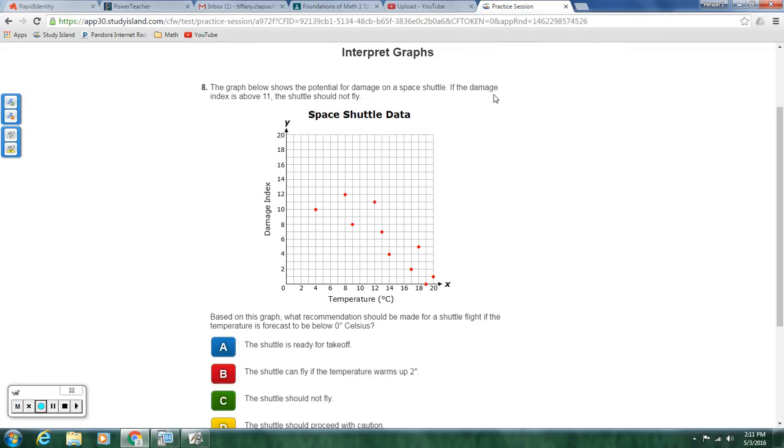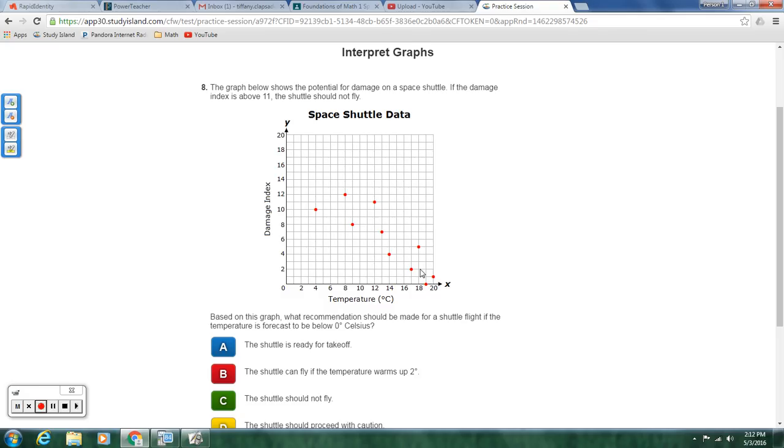Alright, space shuttle data. The potential for damage on a space shuttle. So this is saying as the temperature, now this is in degrees Celsius, what do we measure in? This is in degrees Celsius, which, don't look at it and say, oh, it's 2 degrees or 18 degrees or 19 degrees. This is Celsius, a different scale. So what happens here? What kind of correlation is that? It's a negative. Remember, you're sliding down the hill? So as the temperature increases, what happens to the damage index?